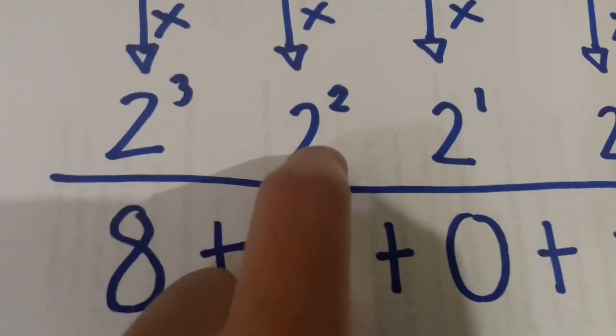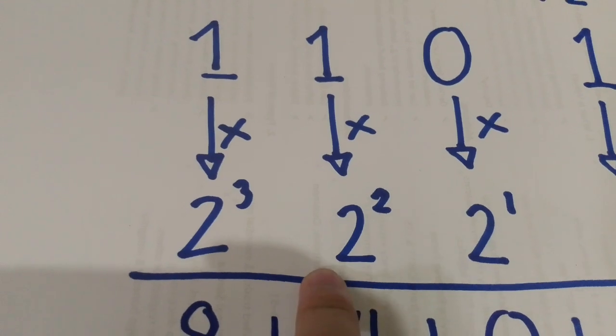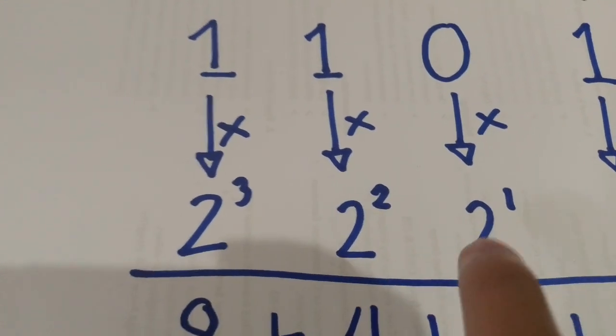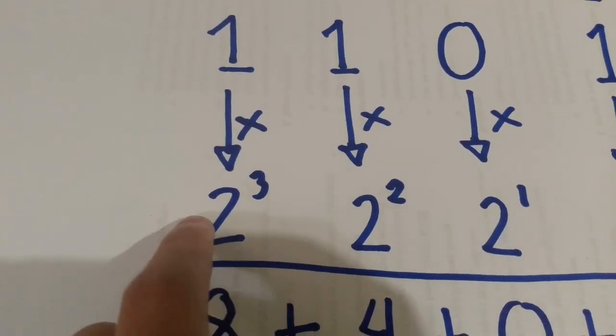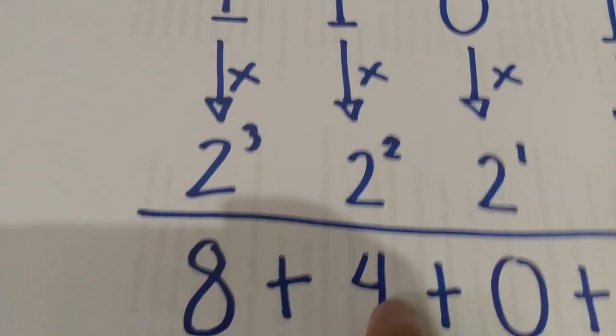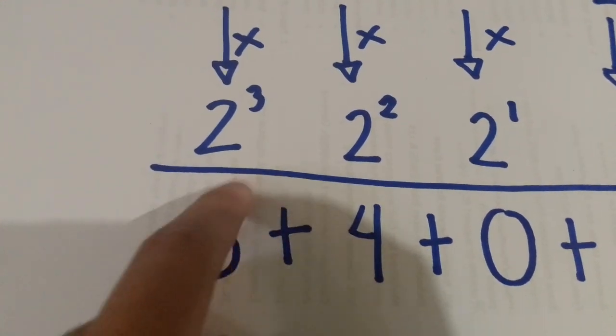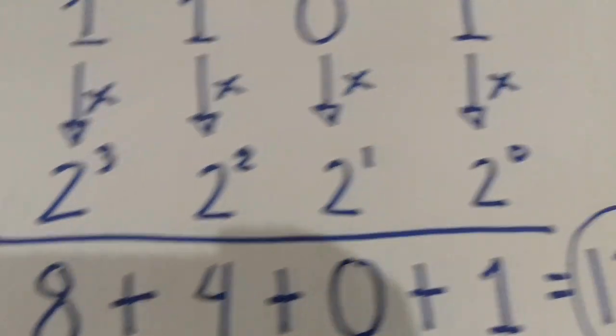Now, let's try the second one. 1 times 2 to the power of 2. We just have to multiply 2 and 2. 2 times 2 equals 4. Now, we're gonna have to add that. That's why we're gonna use addition.